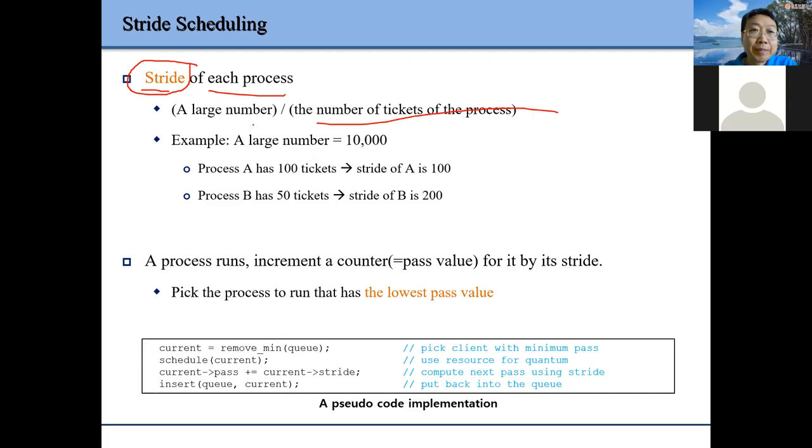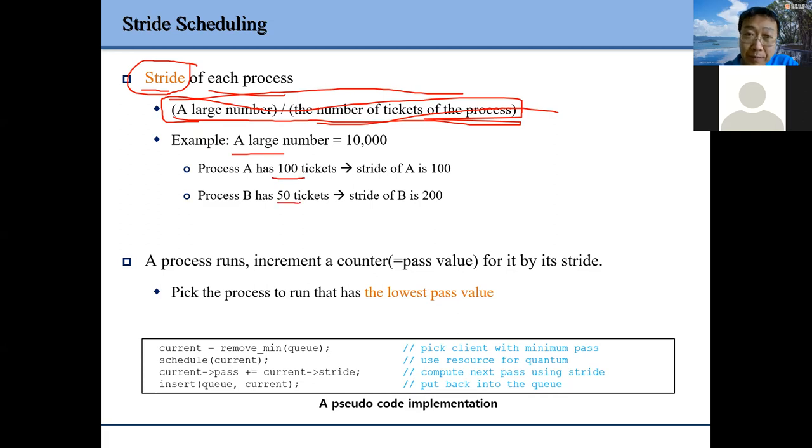So for example, specifically we will give a large number, then divide by the number of tickets of the process to get the stride. For example, given we have 100 tickets and 50 tickets, then the large number can be 10,000. Then stride A is 100, because 10,000 divided by 100 is 100, right? 10,000 divided by 50, we have 200. So it's inversely proportional to our tickets.